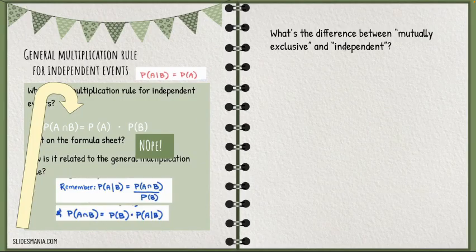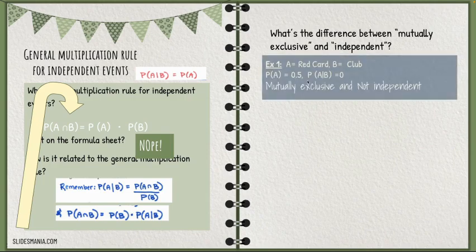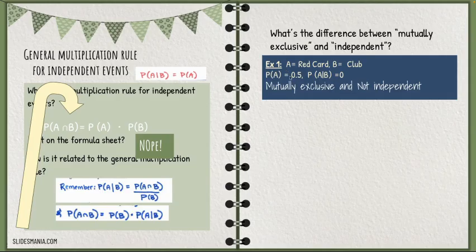It says, what's the difference between mutually exclusive and independent? So here's an example. Probability of a red card, probability of a club. So A is a red card, B is a club. Probability of getting A is 0.5. But probability of A given B, so it's red given it's a club, is never going to happen. So that's 0. So this is mutually exclusive. But see how they are not equal? So that tells us it's not independent.